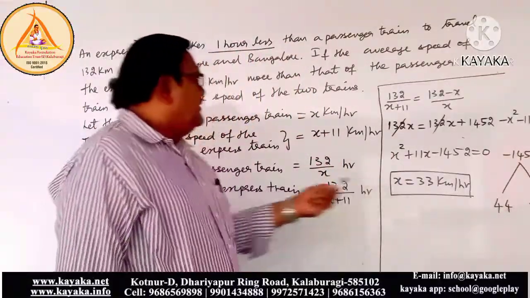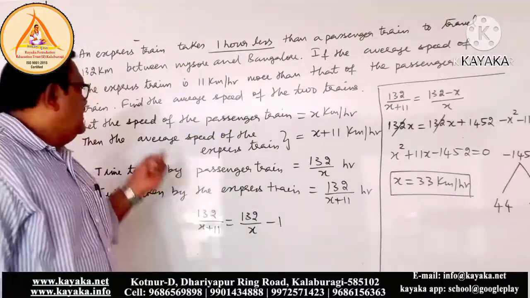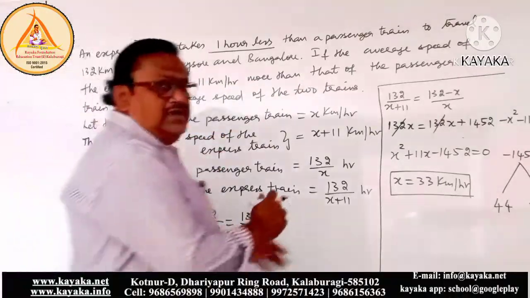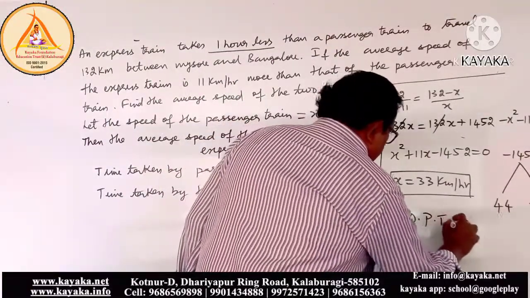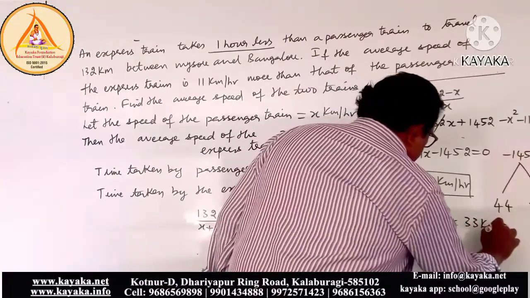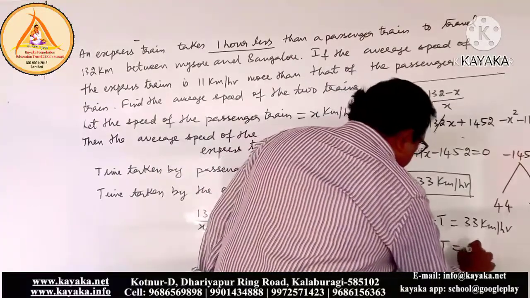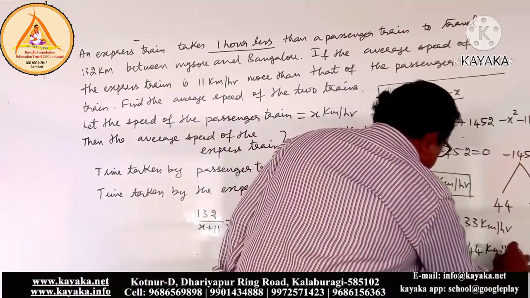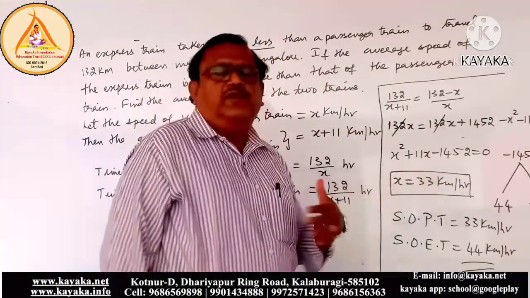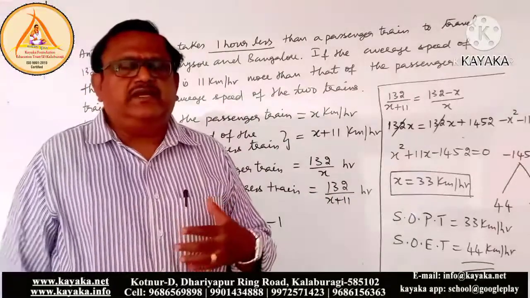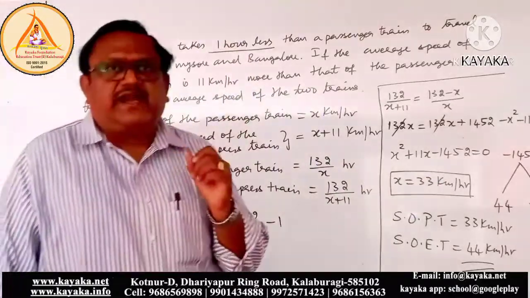Therefore, what is this x value we have taken here? Speed of the passenger train is 33 km per hour and speed of the express train. Therefore, last step I write it here. Speed of passenger train equal to 33 km per hour and speed of express train will be equal to 44 km per hour. That is the answer. Okay, dear children, solving this equation, you can do it because already you know how to solve it. Just solving 2 or 3 steps, you will get the answer.